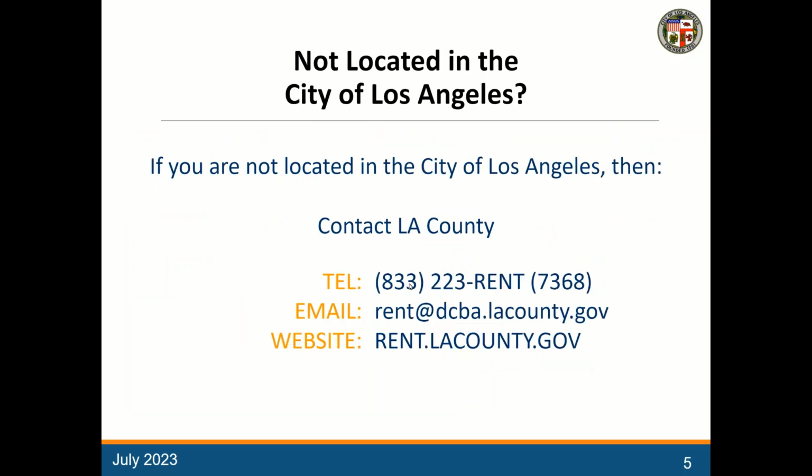If your property is not in the city, then we suggest you contact the Los Angeles County. They may be reached at a telephone number, area code 833-223-7368. Or you can go to their website or send them an email so that they may provide you information about the county rules or can guide you to your specific city that may have its own rules.